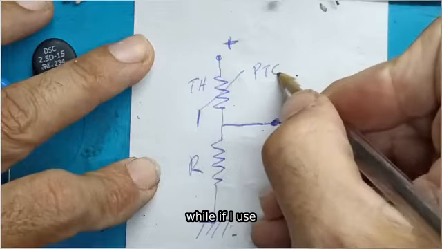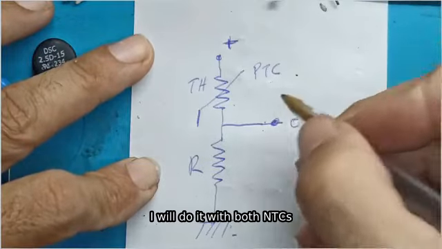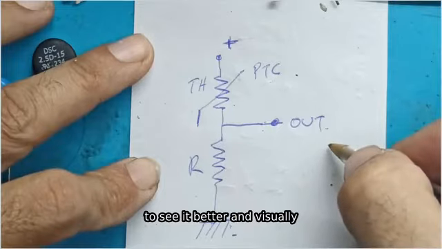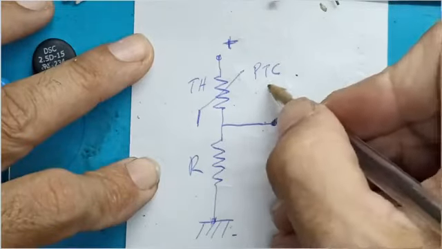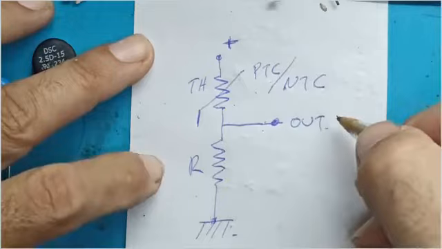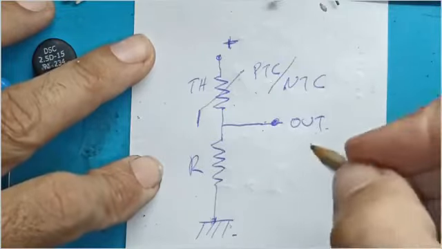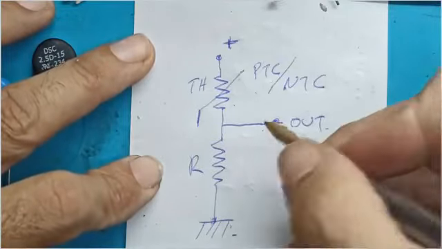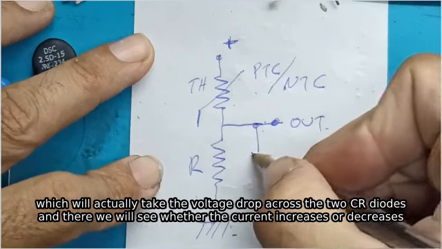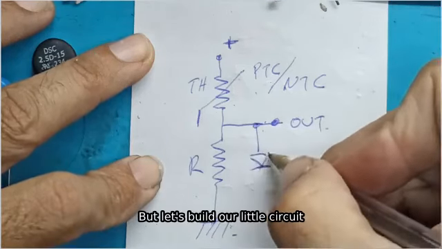While if I do it with an NTC, we will see that the current increases gradually. To see it better and visually, I will use a small LED at the output. We will see the current gradually increase. To observe this more clearly, I will put an LED, which will take the voltage drop across the thermistor, and there we will see whether the current increases or decreases. But let's build our little circuit.